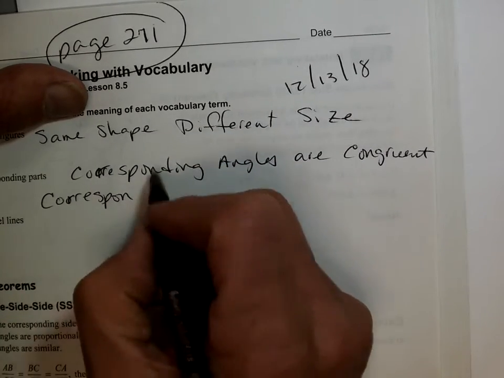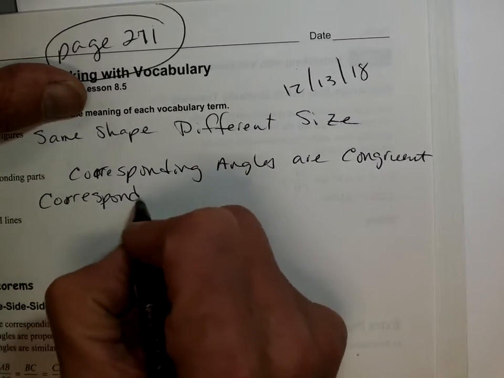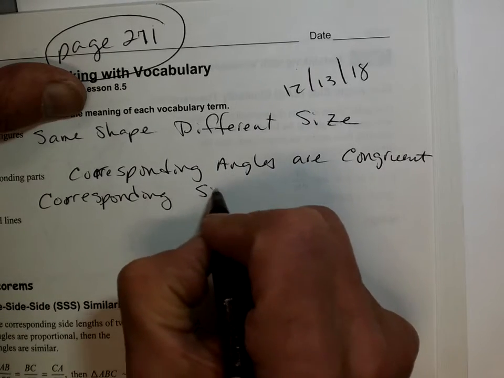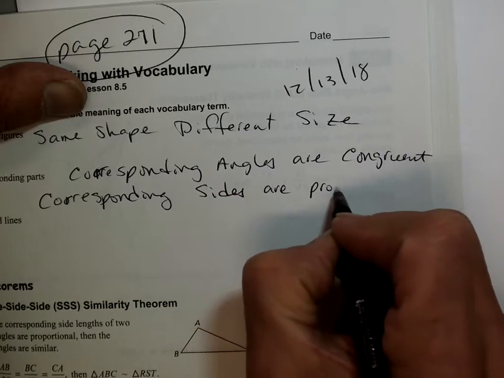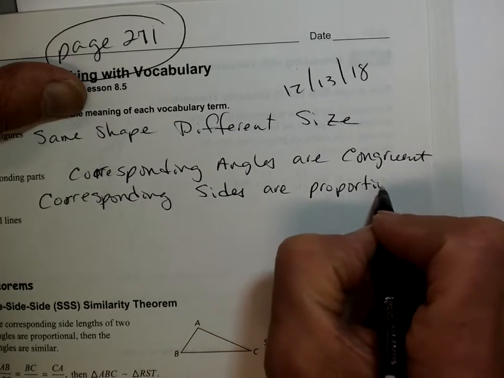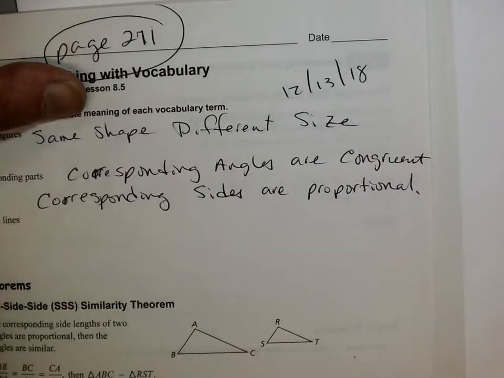Corresponding sides are proportional. Okay, proportional means fraction.